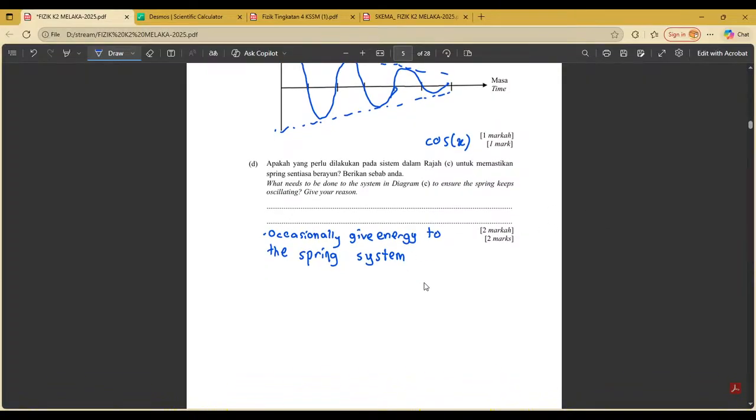We give energy to the spring system by stretching. Something like this.